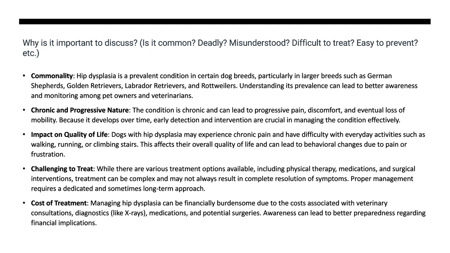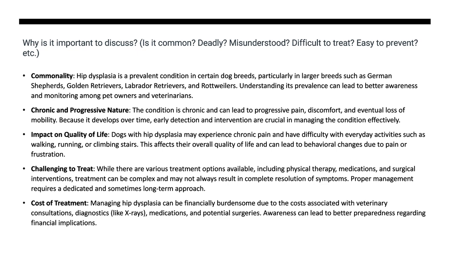Now, why is this important to discuss? Hip dysplasia is a prevalent condition in certain dog breeds, particularly in larger dog breeds such as German Shepherds, Golden Retrievers, Labrador Retrievers, and Rottweilers. Understanding its prevalence can lead to better awareness and monitoring among pet owners and veterinarians. The condition is chronic and can lead to progressive pain, discomfort, and eventual loss of mobility because it develops over time.